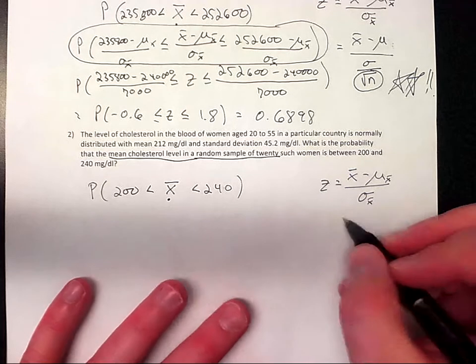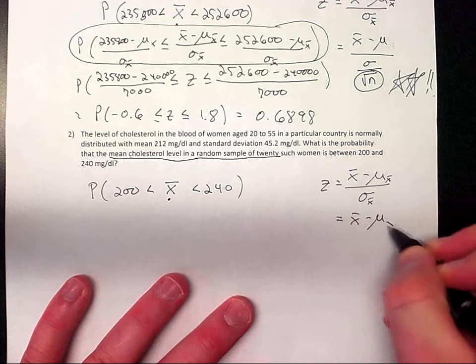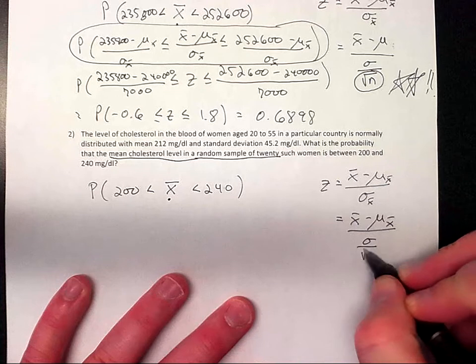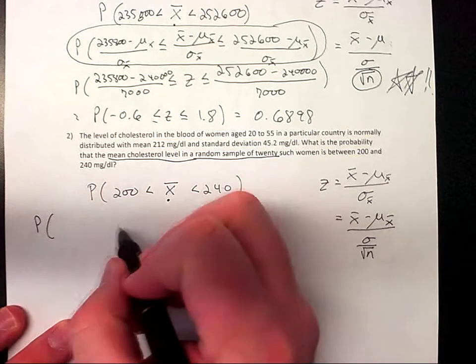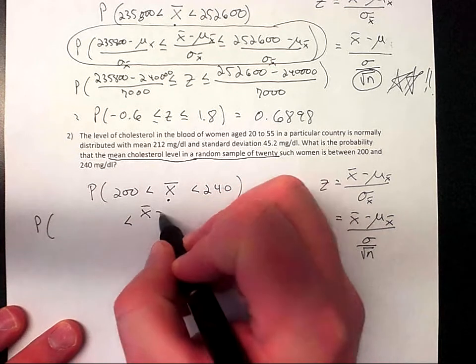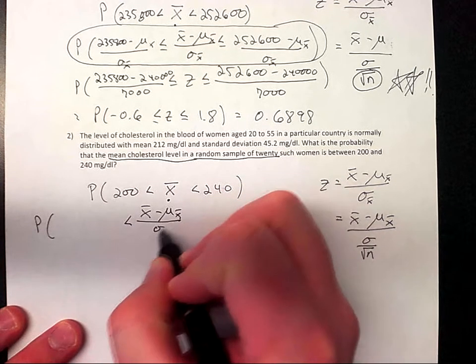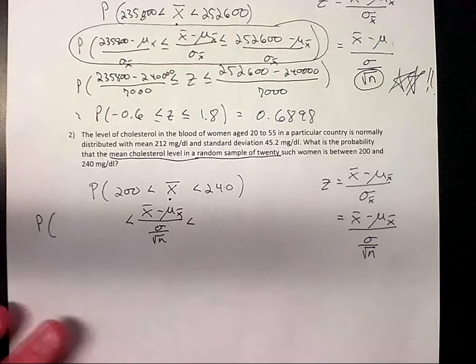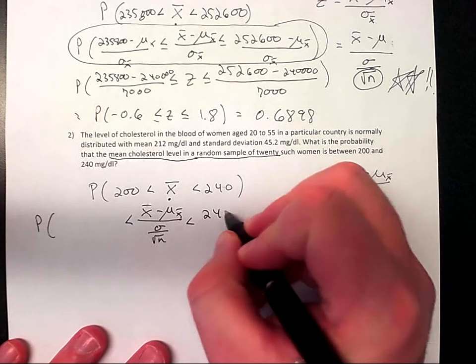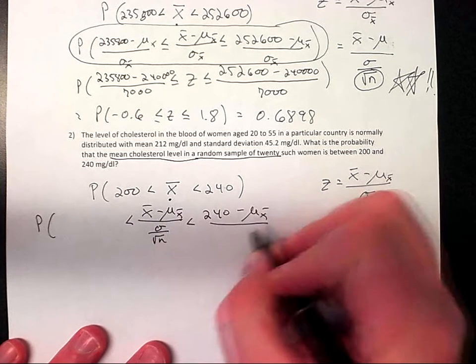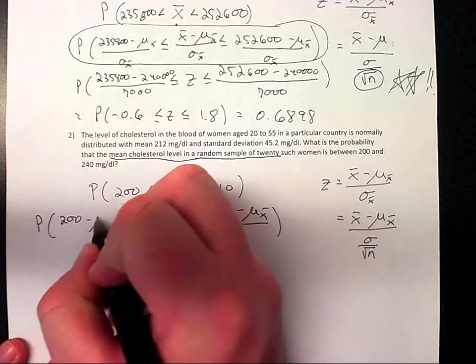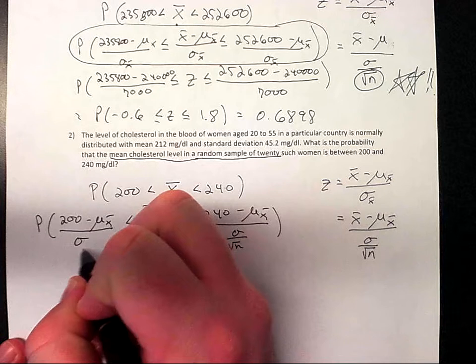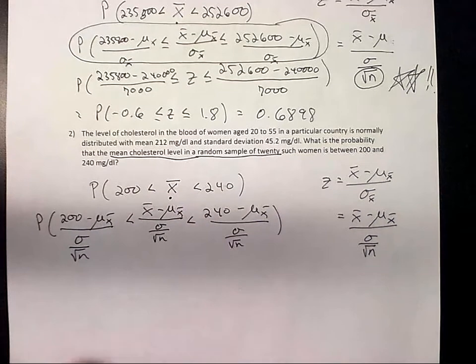But again, the most important thing right here, the one that a lot of people usually forget, is that the sigma sub X bar is equal to sigma divided by the square root of n. So I'm going to write that out explicitly in this problem now, because now what we're going to have is X bar minus mu sub X bar over sigma divided by the square root of n. But whatever we do to one side of the equation, we have to do to all sides of the equation. So we have 200 minus mu sub X bar over sigma divided by the square root of n. All right, is everybody good with this so far?